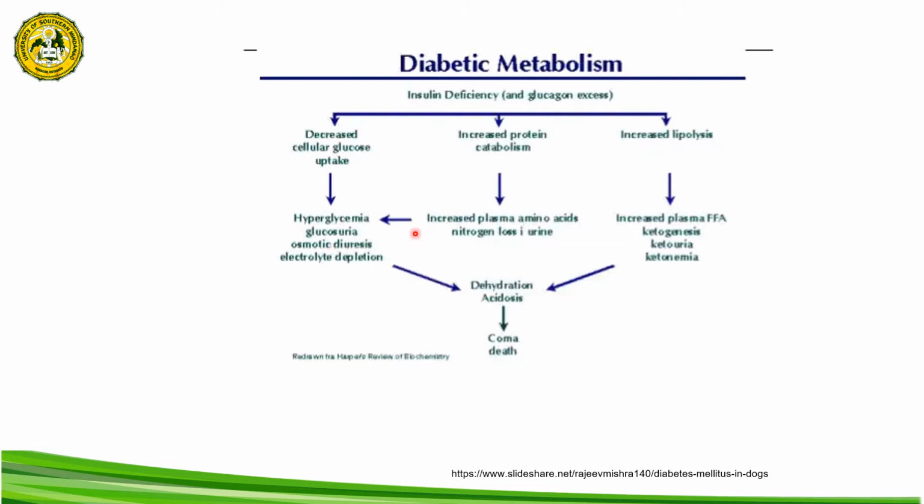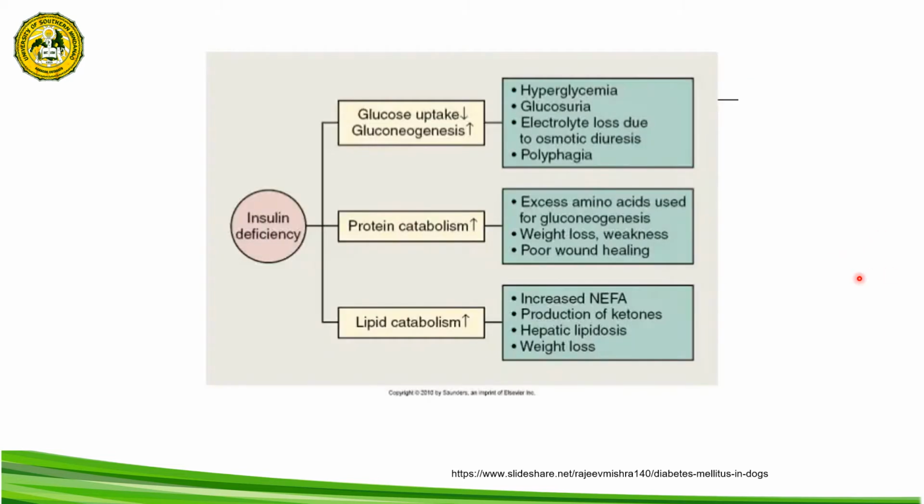So this osmotic diuresis here that is brought about by hyperglycemia will lead to dehydration. The presence of ketones in the blood, because ketones are normally an acidic compound, will promote acidosis, and ultimately this condition can lead to the development of coma and death. So we have also here the diagram showing the metabolic effects of insulin deficiency.